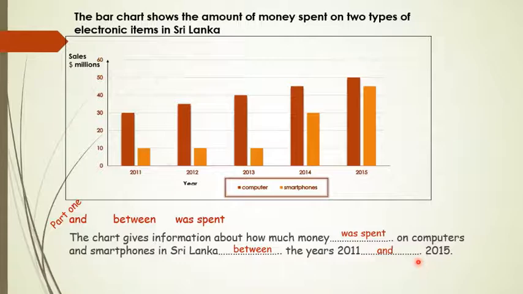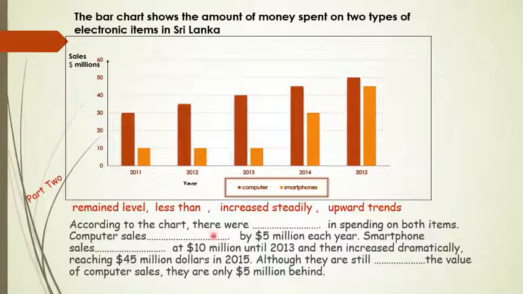Good. Now we are heading towards the second part. Okay, part 2. So that means you have to start a new paragraph. Ready? Well, can you take down these? According to the chart, there were blank in spending on both items. Full stop.